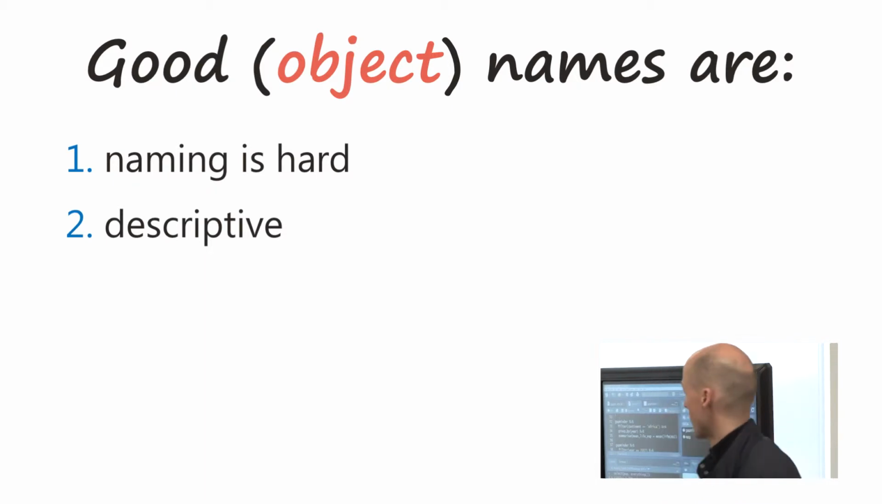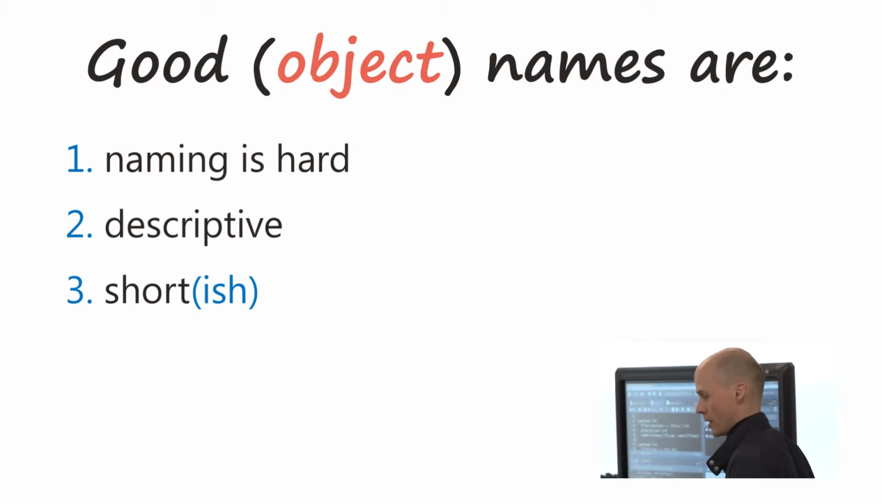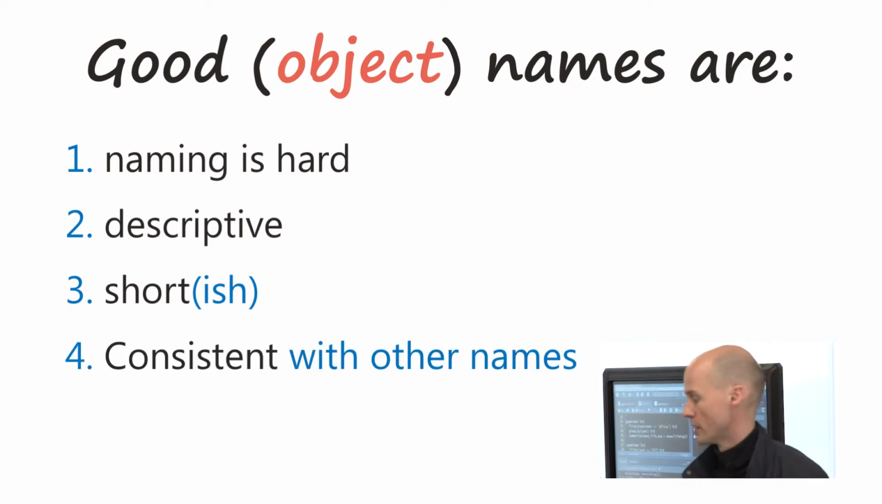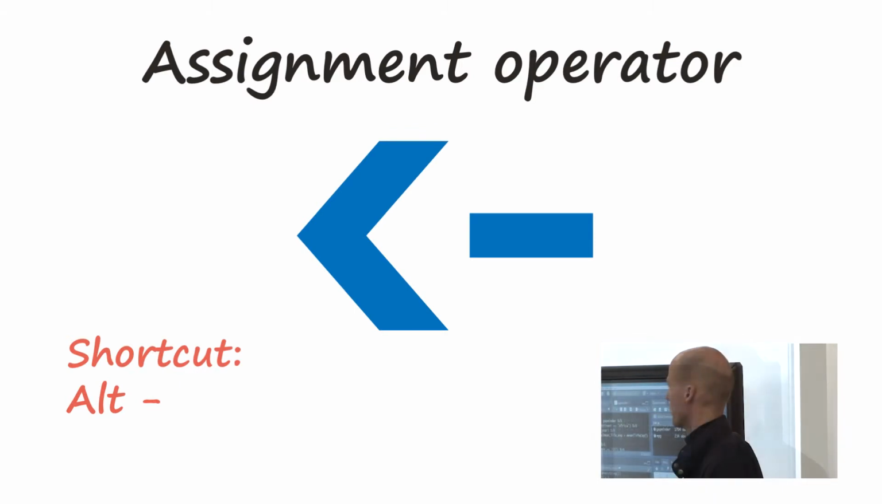So good object names are descriptive, they're short-ish. I mean, you don't have to worry too much about that because you've got the autocomplete function, and whatever name you give to this piece of code, RStudio should provide an autocomplete for that. And they should be consistent with the style of other names, a consistent format as well. And we do this with the assignment operator, which is this. And the shortcut for this operator here, this arrow, is Alt minus.